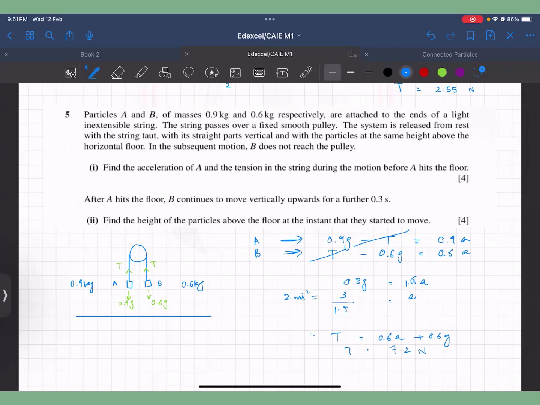This is a very interesting one. Read the second part and see if anyone can give an input. A is hitting the ground, floor, B is moving more, continues to move up vertically. After A has hit the ground, B continues to move up more by 0.3 seconds up until it reaches a maximum height. Now they're asking us to find the height of the particles above the floor at the instant they started to move. So they are asking for this height, initial height.